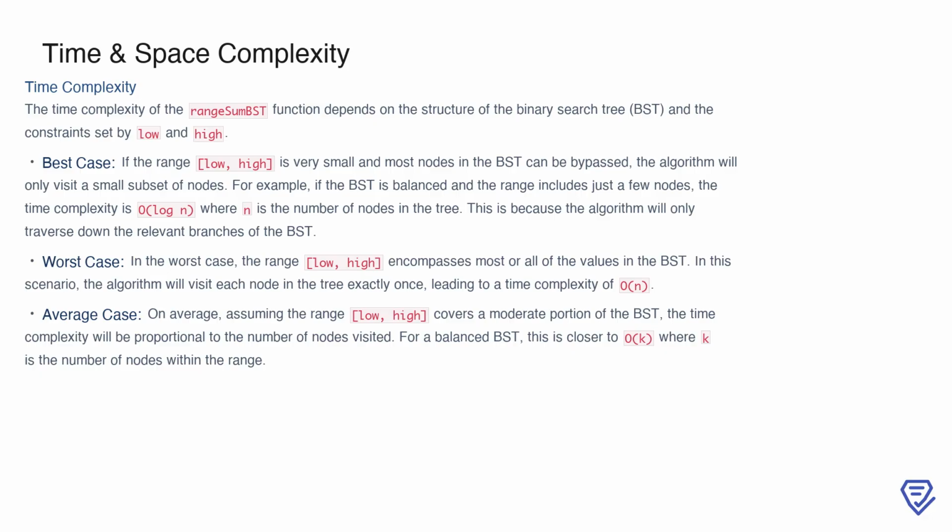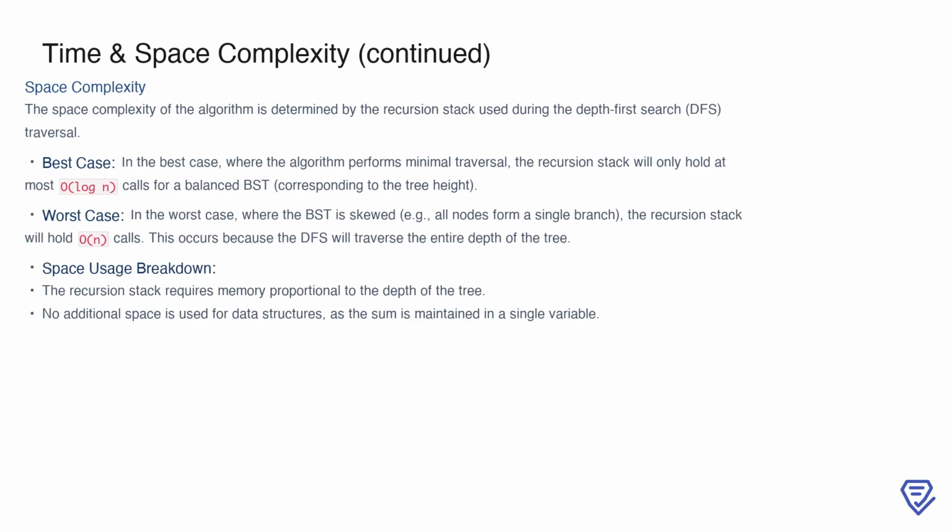On average, if the range covers a moderate portion of the tree, the complexity generally scales with the number of nodes visited. For balanced trees, this is often expressed as O(k), where k represents the number of nodes within the range [low, high]. Now, let's think about the space complexity of this algorithm.